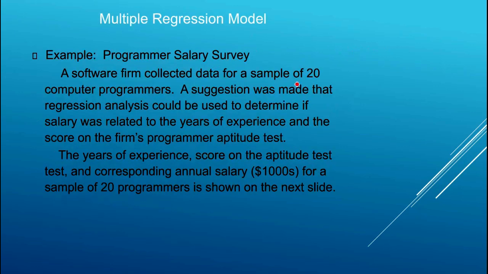So the example that we're going to use is a sample of 20 computer programmers and their salaries. We're going to study their salaries. Their salaries will be the dependent variable, and we're going to look at how those salaries are related to years of experience and their score on an aptitude test. We think that both of these things should impact salary. As a prior, I'm going to imagine that more experience probably leads to a higher salary, and a better aptitude leads to a higher salary. And we're going to measure annual salary in thousands of dollars.